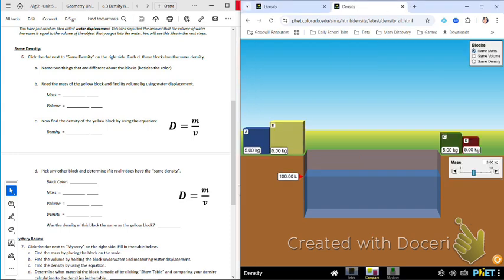So the next one, we need more blocks. So we want the same density for these blocks. Name 2 things besides their color. That's irrelevant. What are 2 things that are different about these blocks? Okay? They have different sizes. We don't have those things, but what is listed there? What does their kilogram stand for? Their mass. So they have different sizes and different masses.